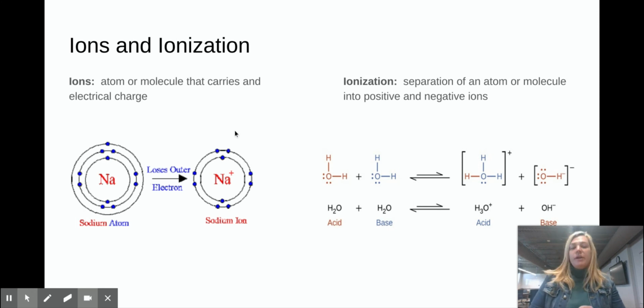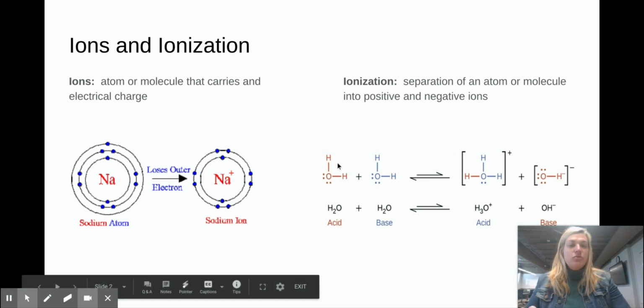Now, you might think, well, it lost something, so why is it becoming positive? You have to realize that you are losing a negative charge. Think about what happens in math class when you subtract a negative. You add, right? It becomes positive. And that's exactly what's happening in this chemistry. As you lose an electron, you become positive. If you gain an electron, you're going to become negative. So ionization is the separation of an atom or a molecule into positive and negative ions.